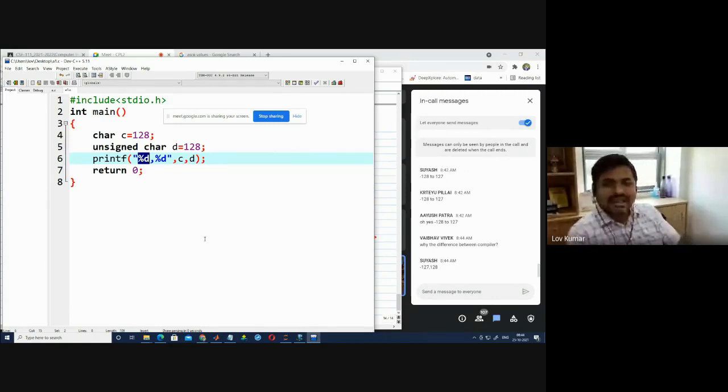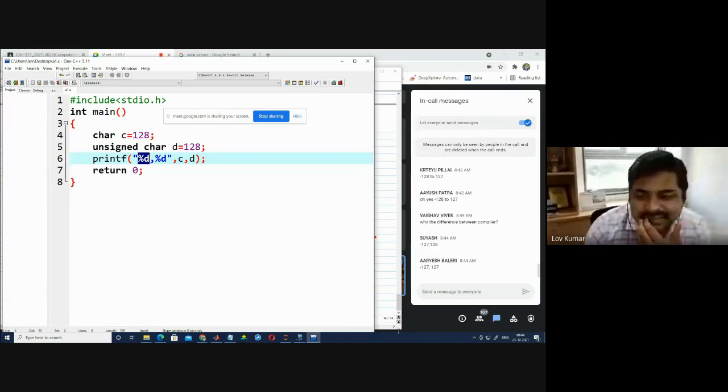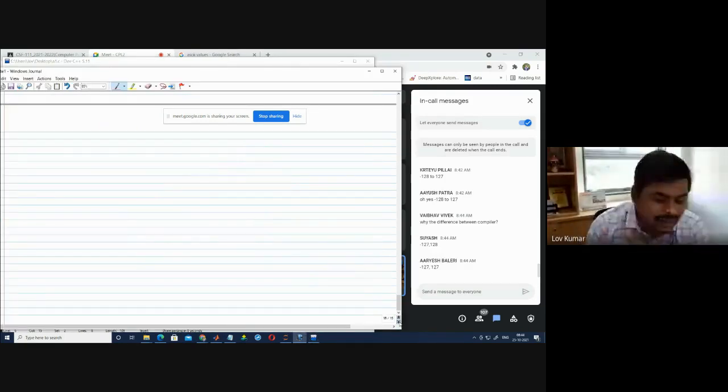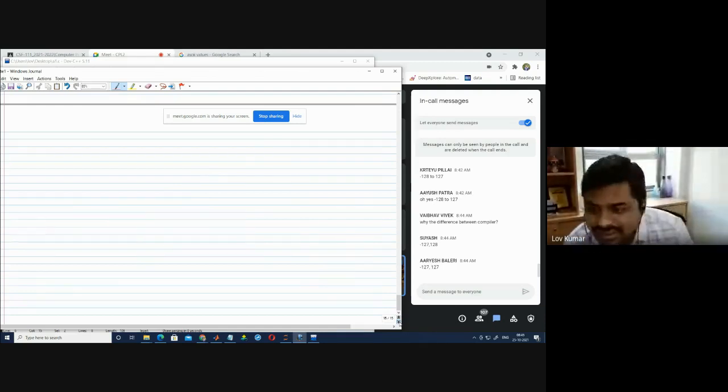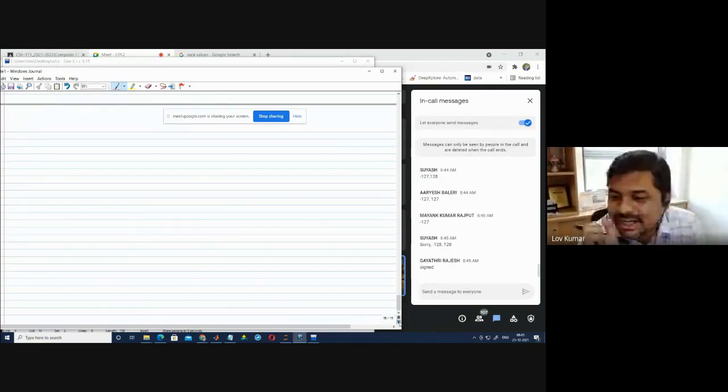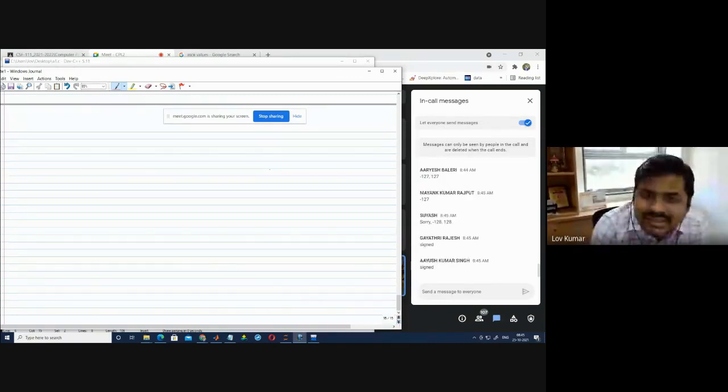I have already given you the idea about the cycle. So the first one you can see is character C equal to 128. Is the first one a signed character or an unsigned character? The first one is signed, a signed character.